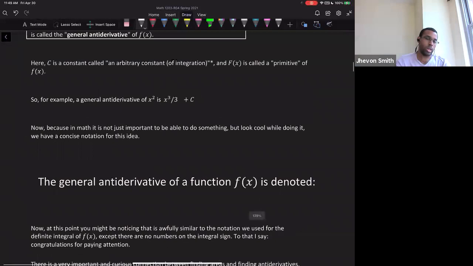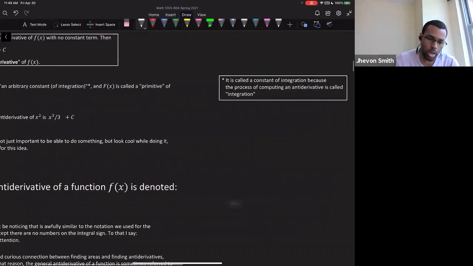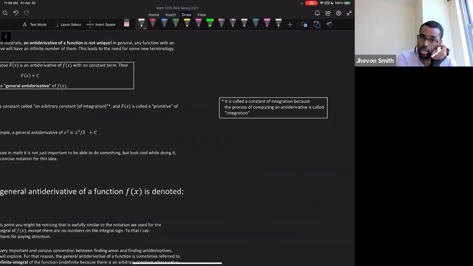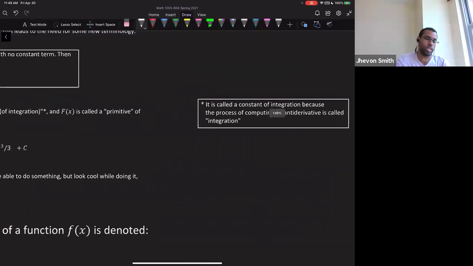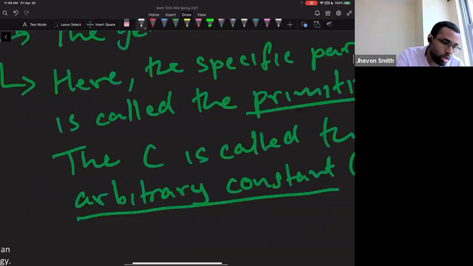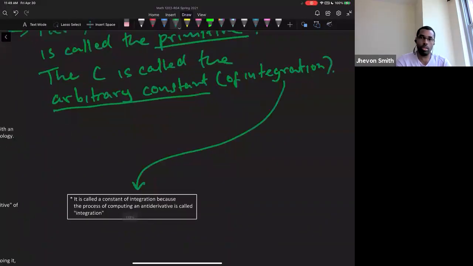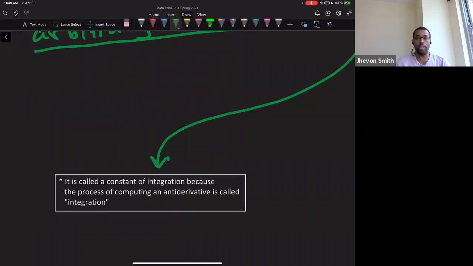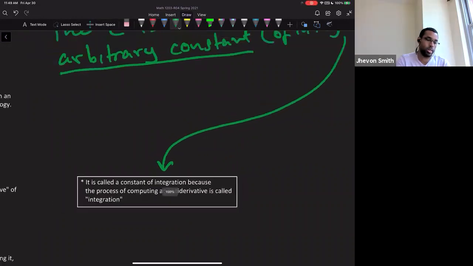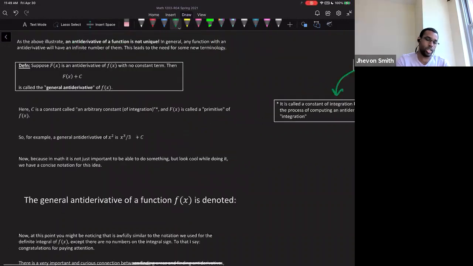Now we're going to introduce some notation. As for where the word integration comes from: integration is the process of finding an antiderivative. An antiderivative is the function that, when you differentiate it, gives you the function you're looking at, but the process of finding it is called integration. We're going to see why it's called integration a little later.